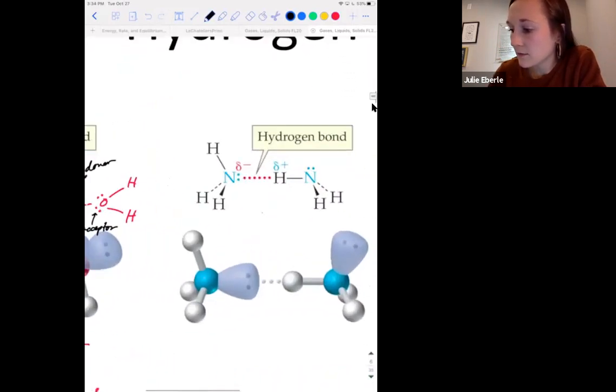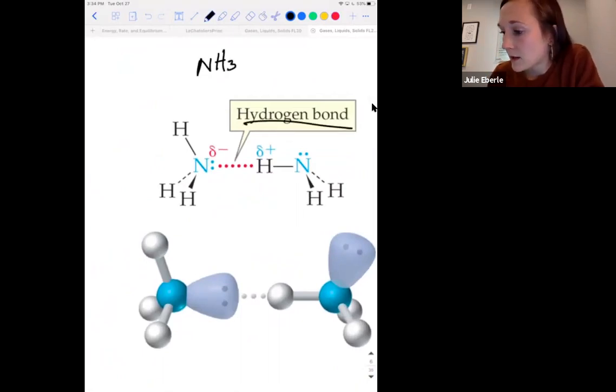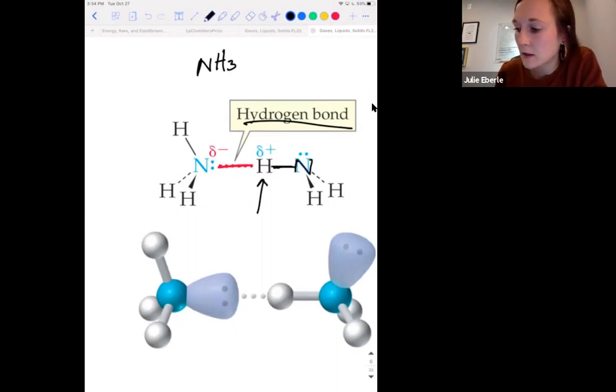All right, with ammonia, here's 2 molecules of ammonia, NH3. We're very, very familiar with this molecule. Again, you see the hydrogen bond is this red dotted line connecting the 2. And if we had to label these, here's our positively polarized hydrogen. It's bonded to a nitrogen. That's what makes it polar. And then the lone pair on the nitrogen.